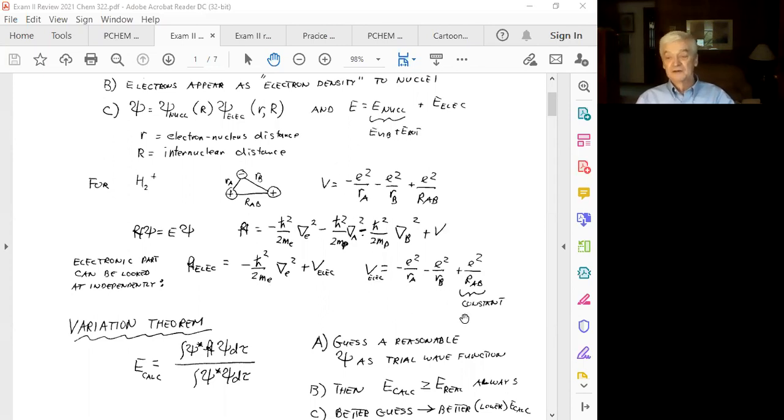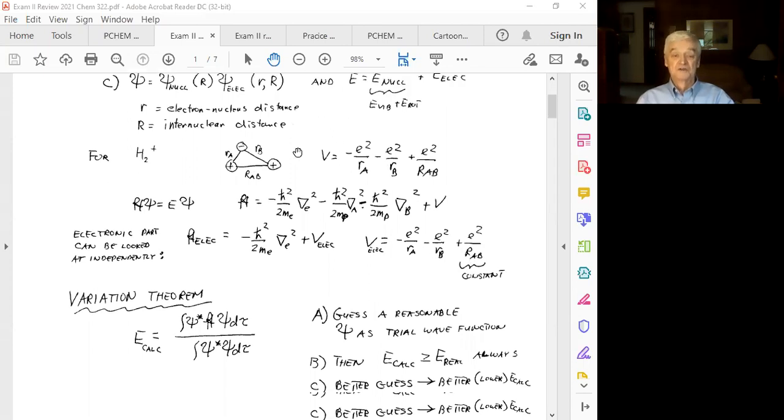I do point out that when we go through the mathematics of looking at this, as far as the electron is concerned, it thinks of the bond distance between the two nuclei as being a constant, simply again because the electron motions are so fast.